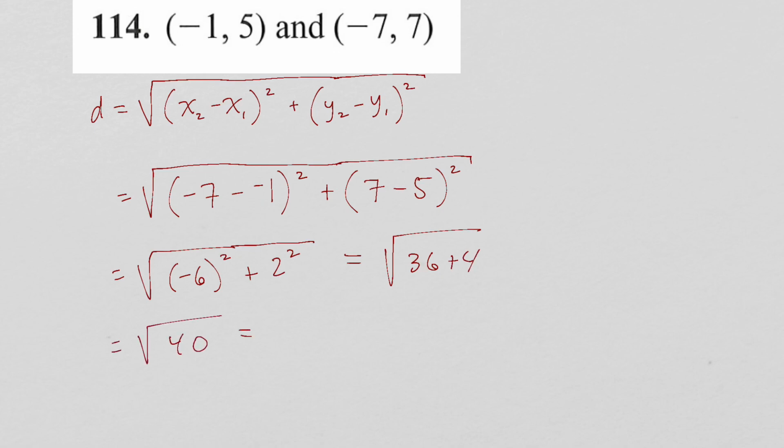I'm going to simplify the square root of 40 by writing it as 4 times 10, because 4 is a factor of 40 and it's a perfect square. So we'll take it out by square rooting it and get a 2. So we're left with 2 root 10.